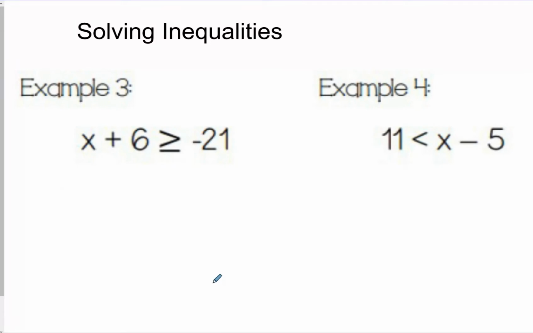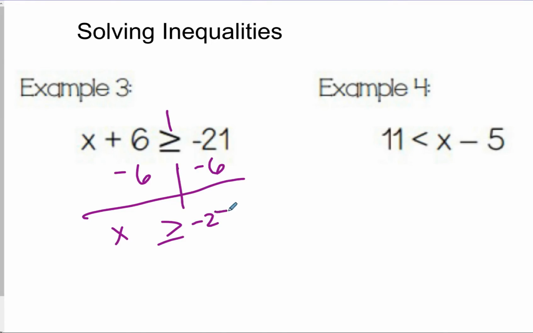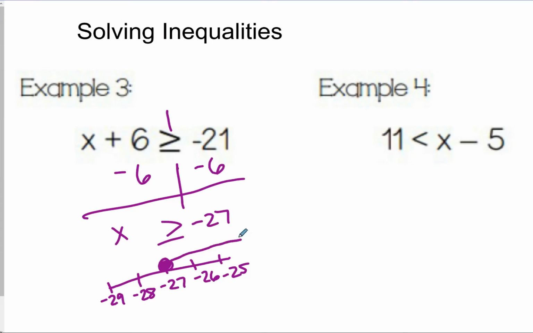Try your best with example 3. X is greater than or equal to negative 27. I'm going to have a closed dot because it's an equal to, and my arrow is going to go to the right because it is a greater than, so my answers are going to be increasing. Again, noticing how the symbol matches my arrowhead.